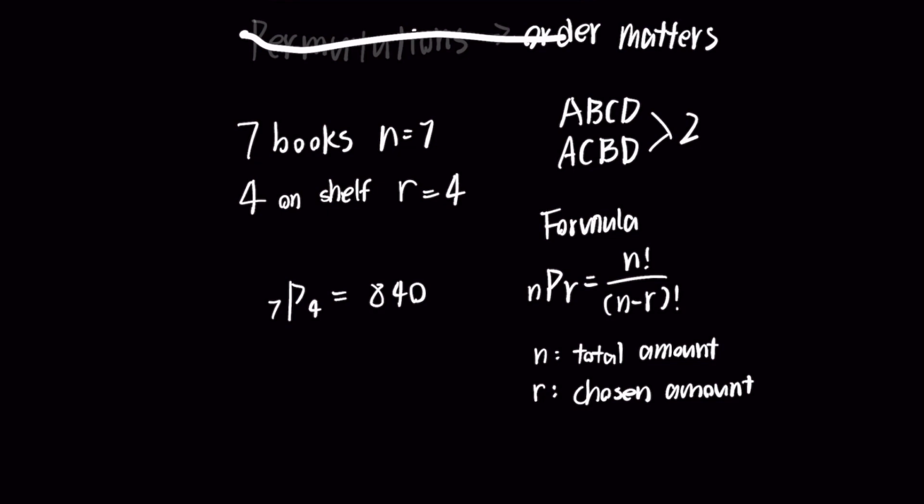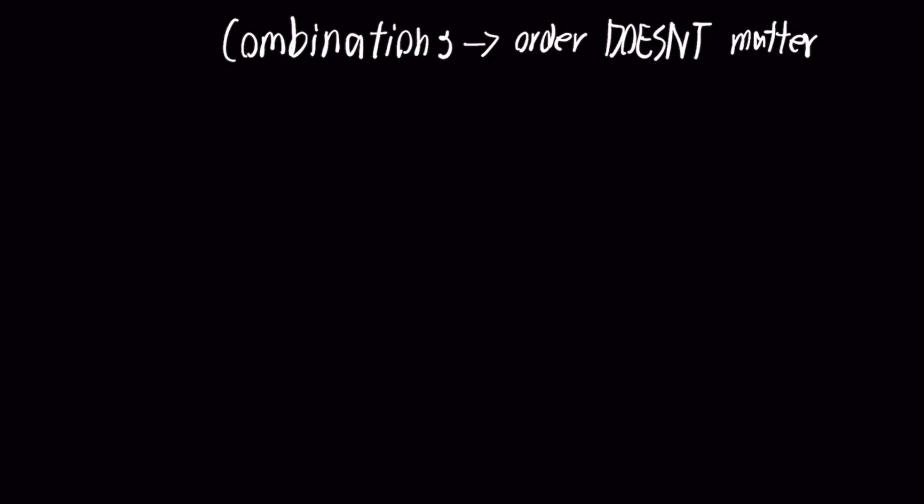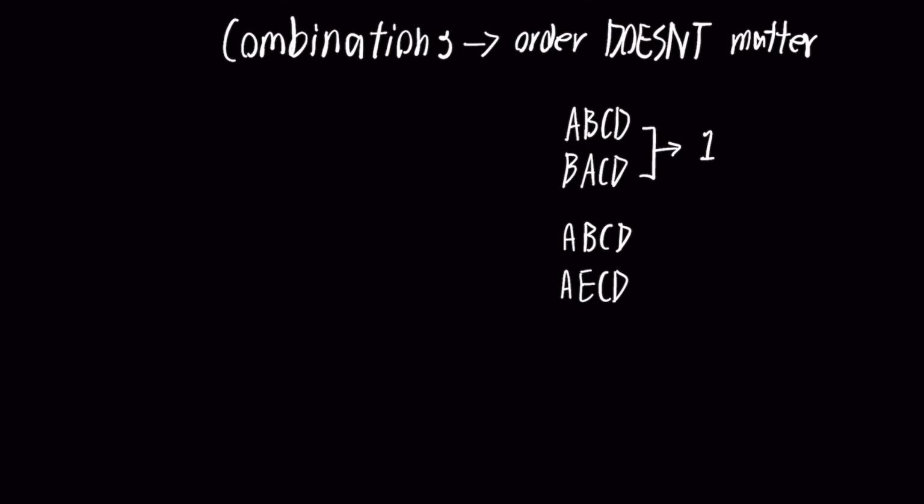Okay, now let's talk about combinations. As I said before, for combinations, the order doesn't matter. The only difference between permutations and combinations is that for permutations, order does matter, and for combinations, the order doesn't matter. So, for example, if we have A, B, C, D versus B, A, C, D, for combinations, that would be considered the same arrangement. The only thing that would be considered different for combinations is if you have an actual different thing in there. So A, B, C, D is considered different than A, E, C, D.